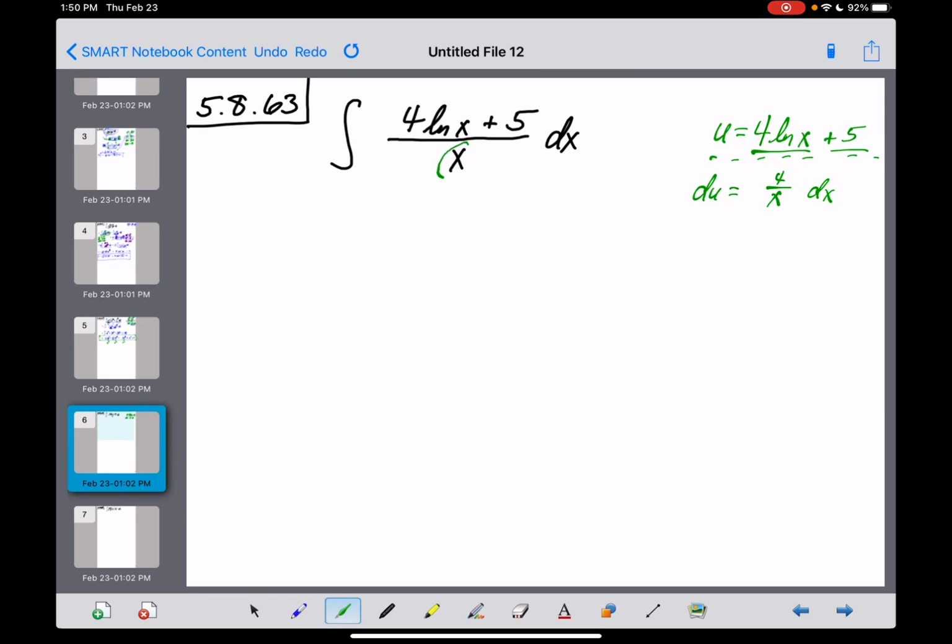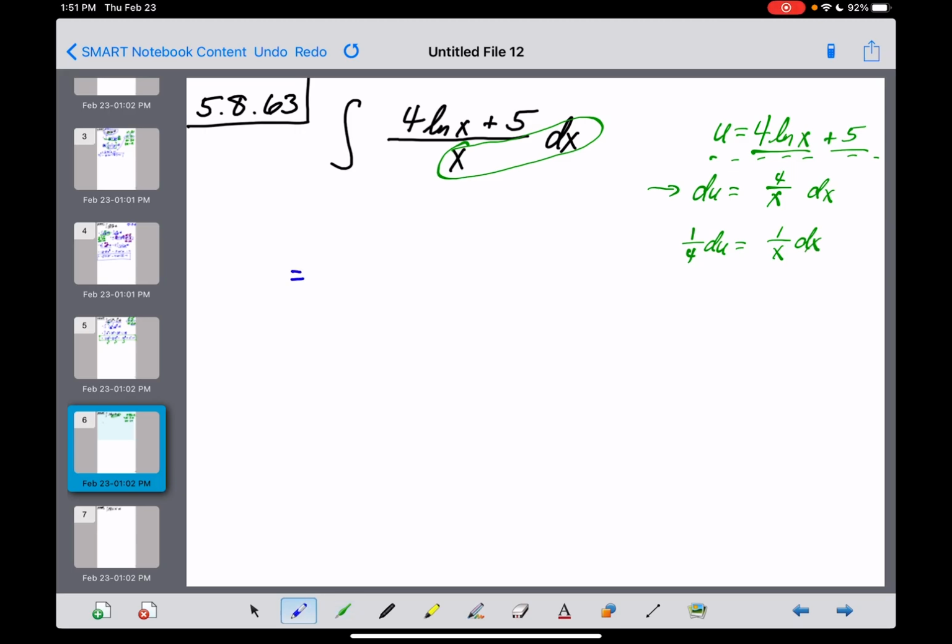And what I really want then is dx over x represented on this line right here, which I pretty much have except for the 4. So I'll divide both sides by 4 and get a 1/4 du is equal to a 1 over x dx, and that's the secondary substitution that I need.